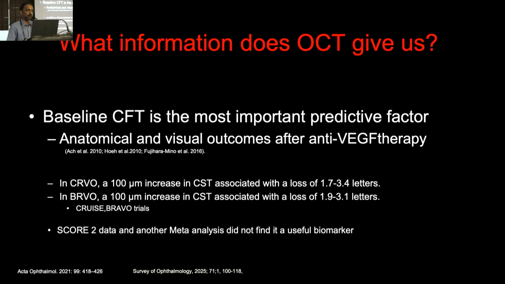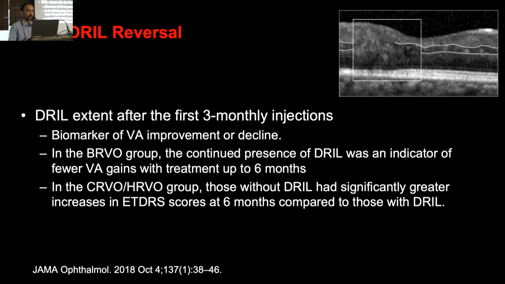Baseline CFT is an important predictive factor for anatomical and visual outcomes, and this has been established across various studies. But in reality, it is not an excellent tool because it's quite variable, because a lot of other factors come into play when you want to interpret this finding alone. There is data from the SCORE and from various meta-analyses. It kind of persists.